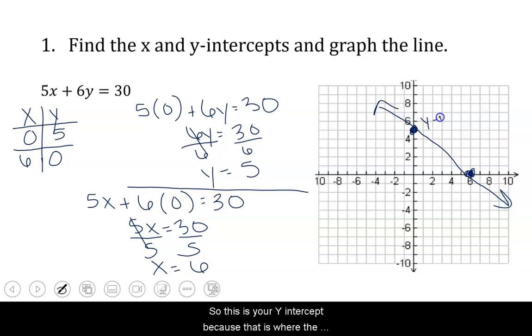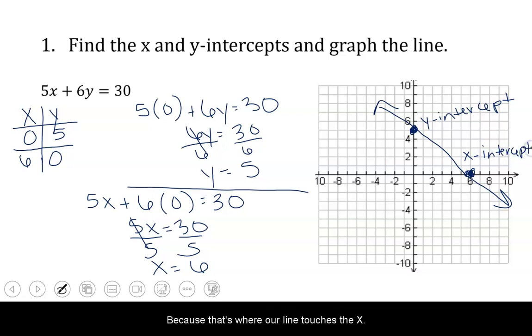So this is your y-intercept because that is where the line touches the y. And this is our x-intercept because that's where our line touches the x.